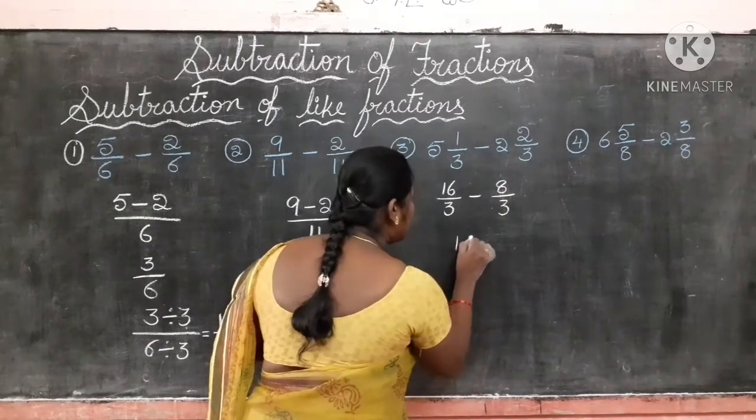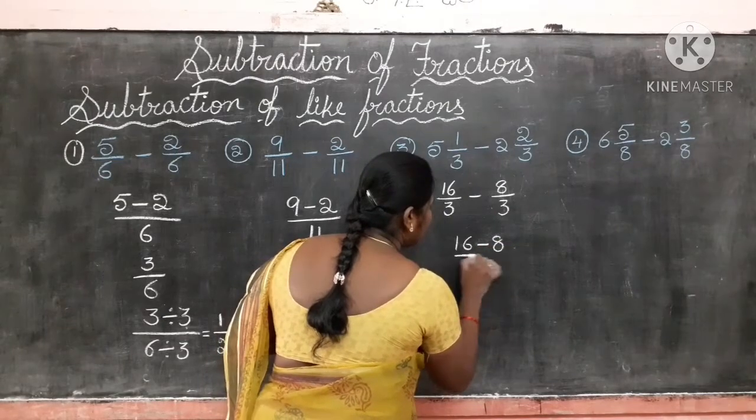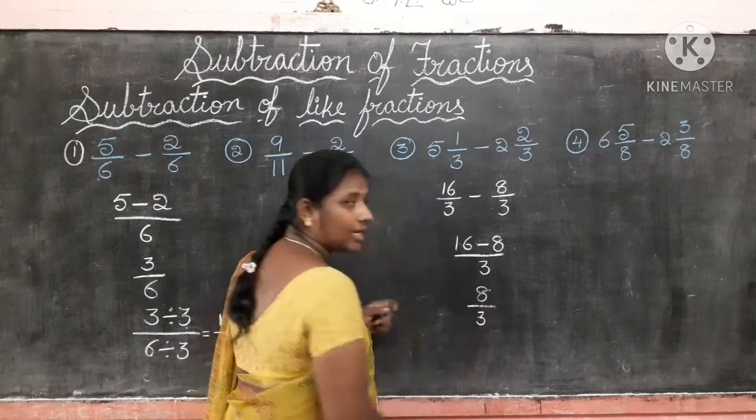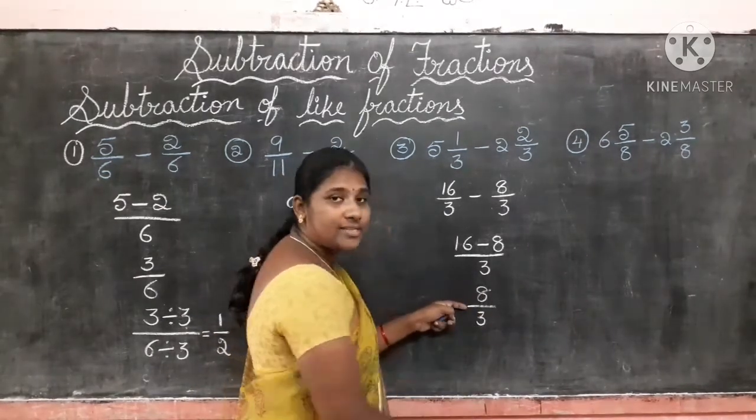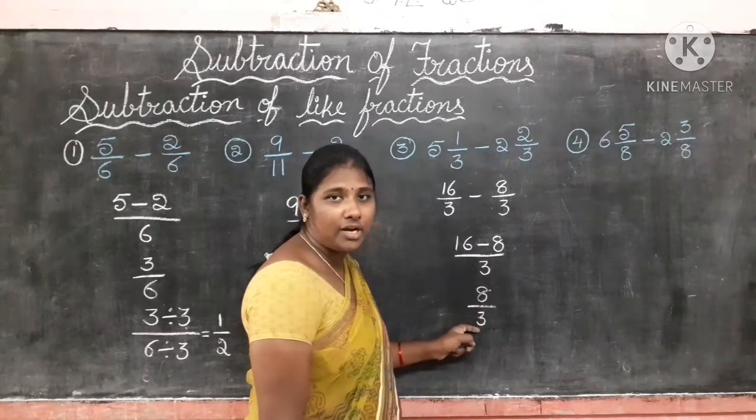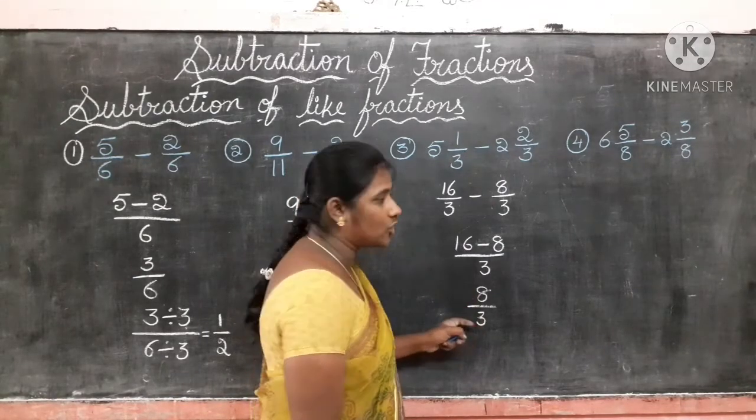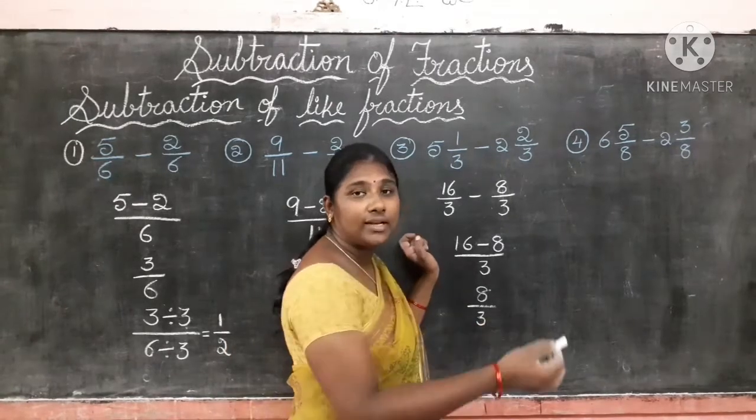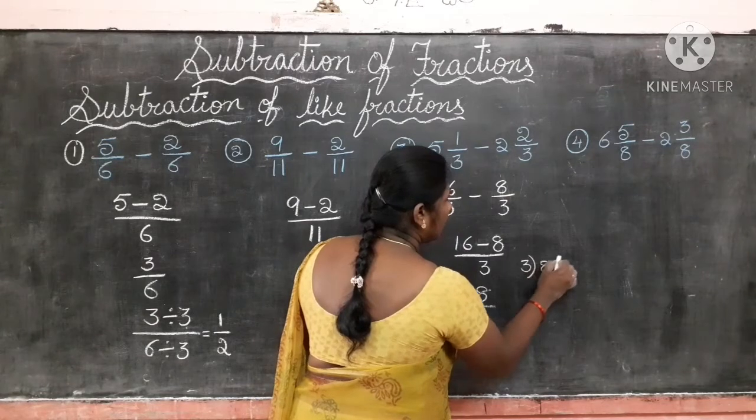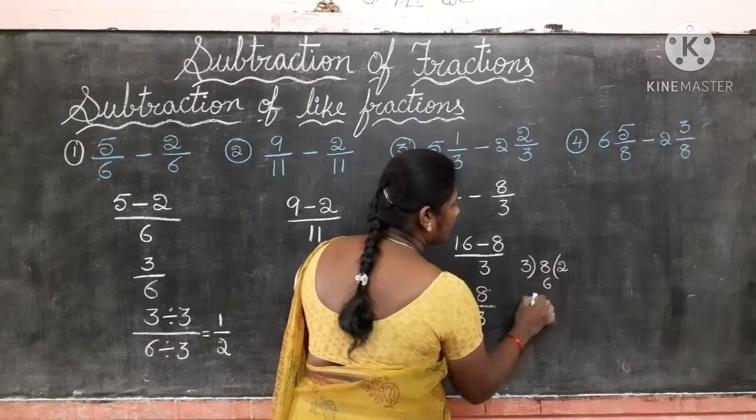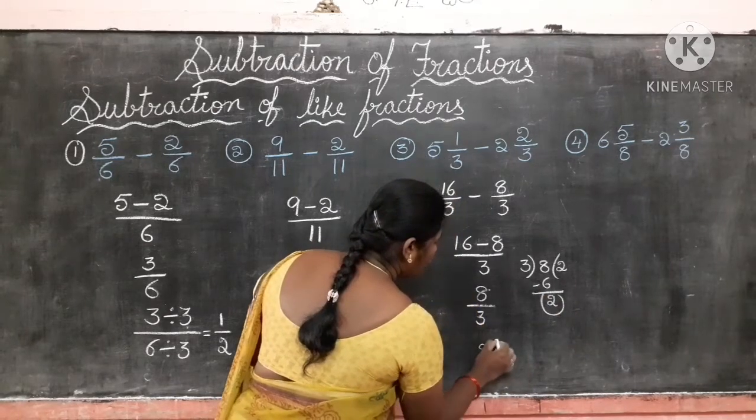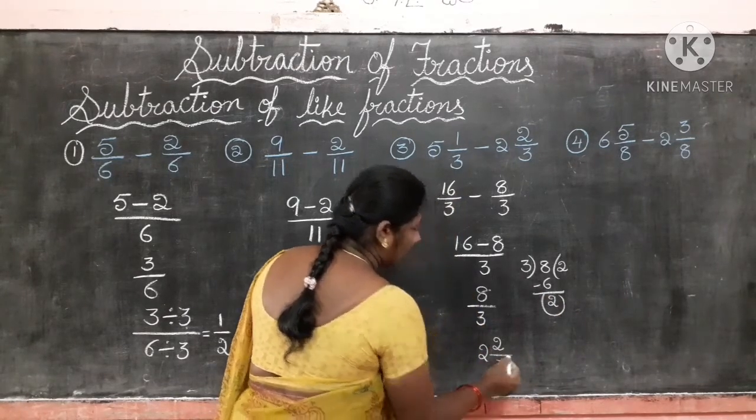So next, 16 minus 8 by 3. 16 minus 8, 8 by 3. So 8 by 3 is an improper fraction. The numerator is greater than the denominator, so it is an improper fraction. So this improper fraction we can convert into a mixed fraction. So do division with 3. 3 twos are 6. 8 minus 6, 2. So 2, 2 by 3.